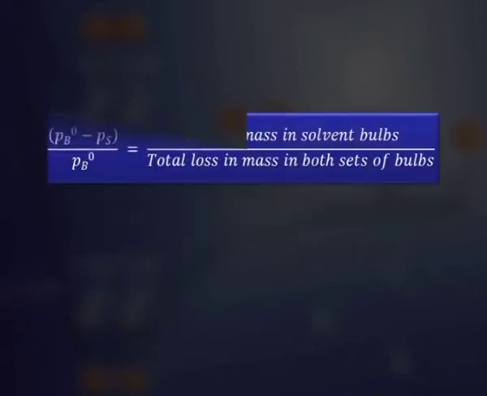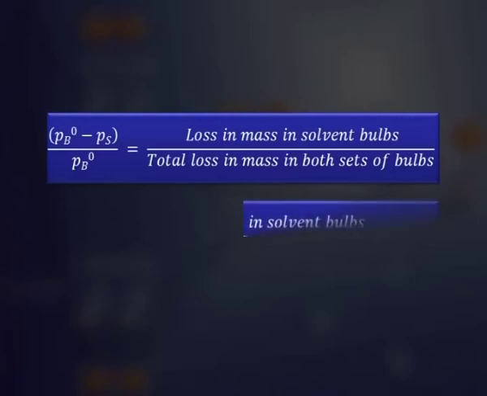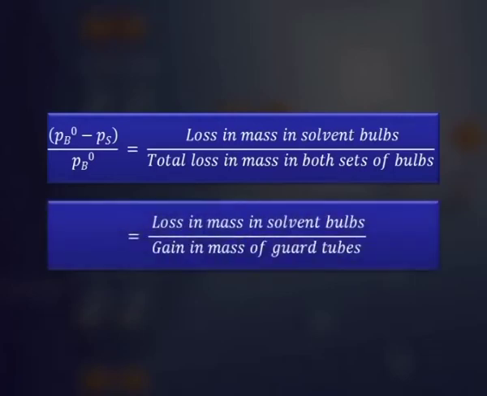Therefore, P naught B minus Ps upon P naught B, that is relative lowering in vapor pressure, will be equal to loss in mass in solvent bulbs divided by total loss in mass in both sets of the bulbs, which is again equal to loss in mass in solvent bulbs divided by gain in mass of guard tubes.